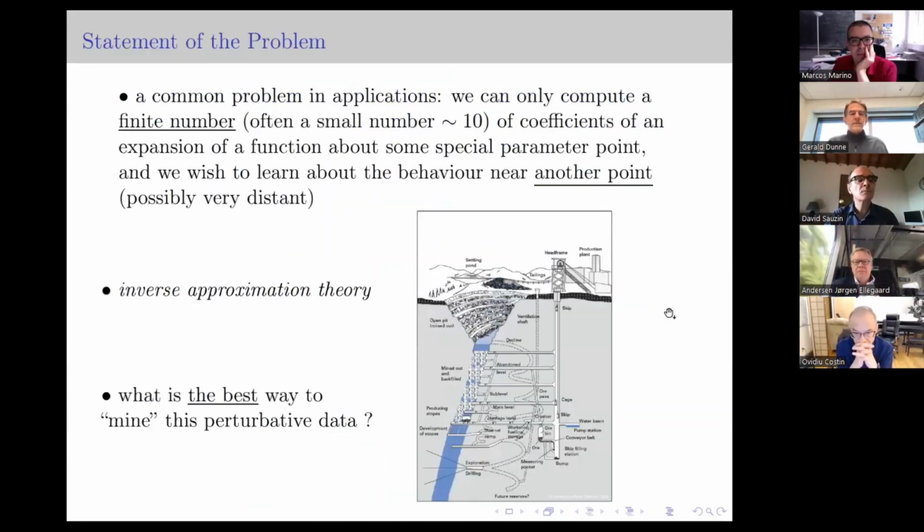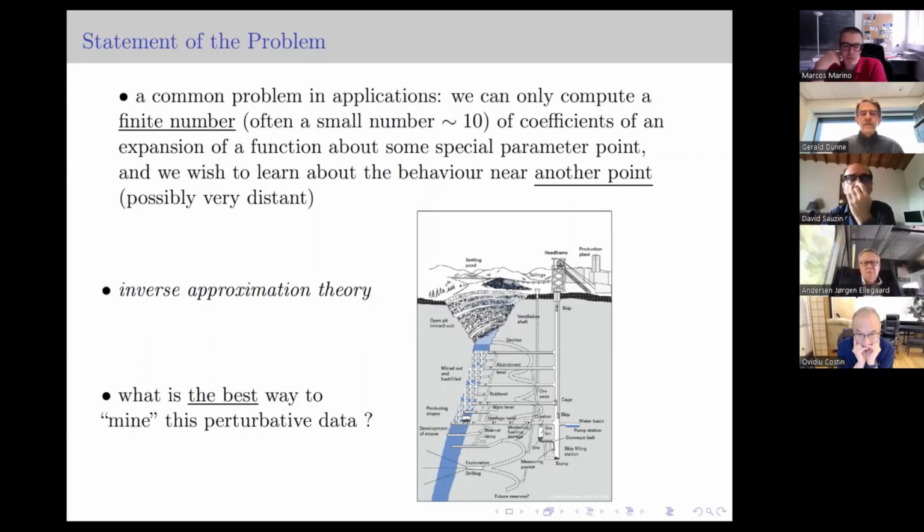Okay, so just to state the problem that I want to talk about. It very often happens in applications that we're facing a difficult problem, and the best we can do is to compute some number of terms in an expansion somewhere in parameter space. But very often we're interested in the behavior of the function near some other point in parameter space. And that other point may be quite distant from the original point. And this is a very, very common situation.